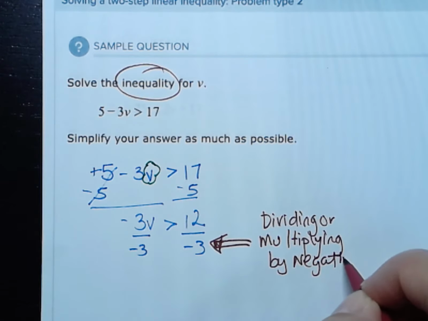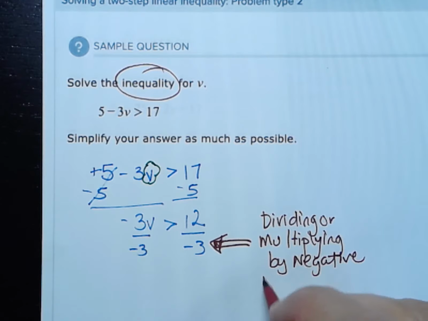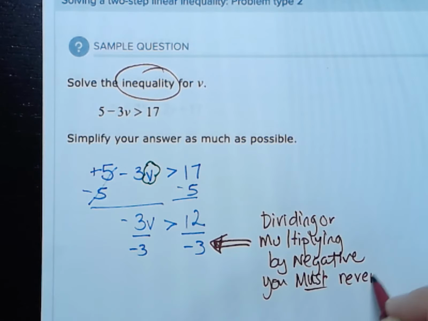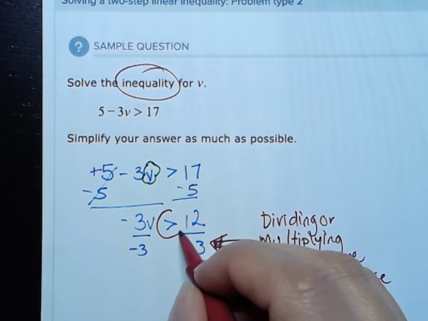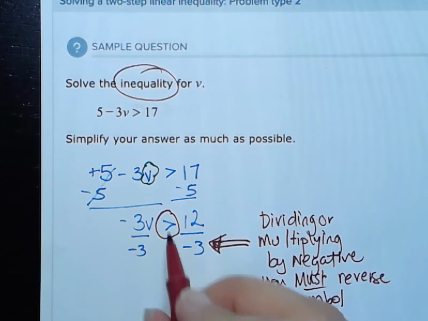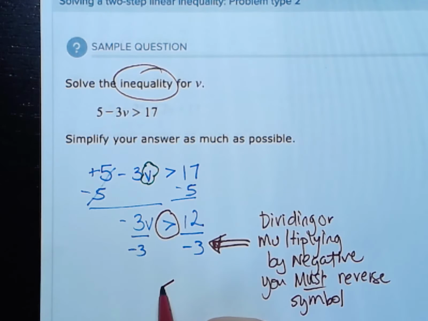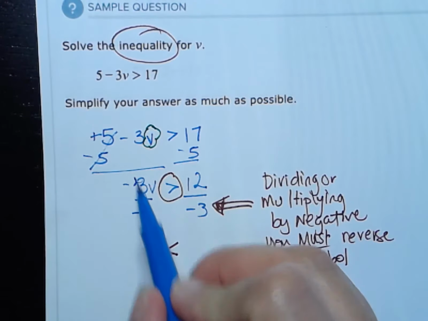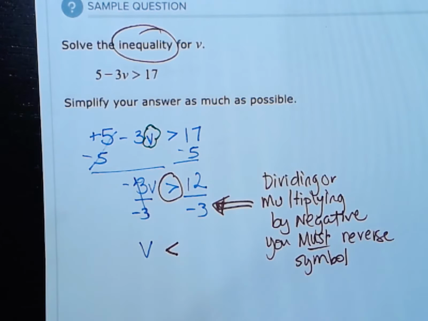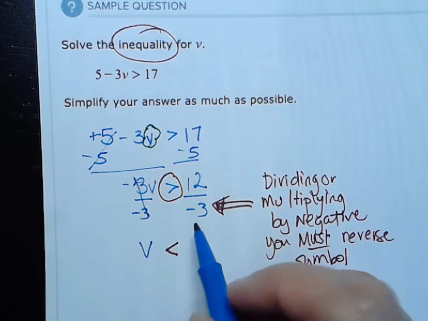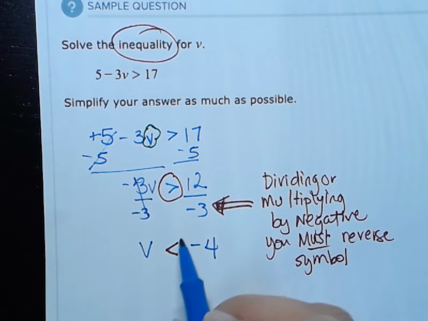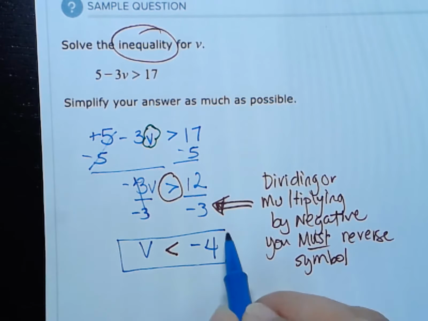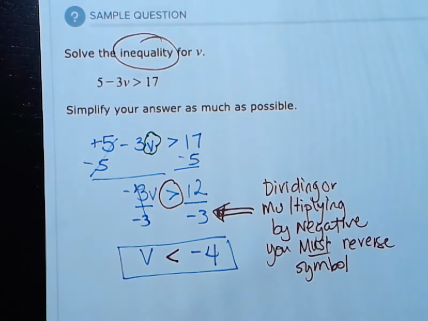So what do I mean by the relationship? That means the symbol. So this symbol right here is going to have to reverse. Instead of it being an is greater than, it becomes an is less than. And so now I divide. Negative 3 divided by negative 3 is 1, so I get V. And 12 divided by negative 3 is negative 4. So the solution is V is less than negative 4.